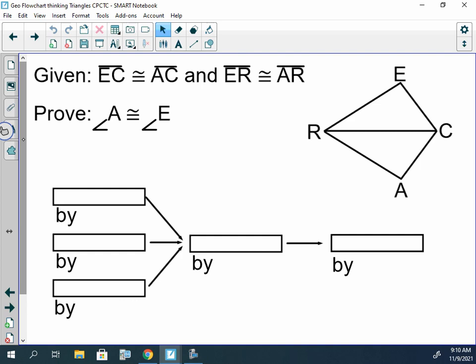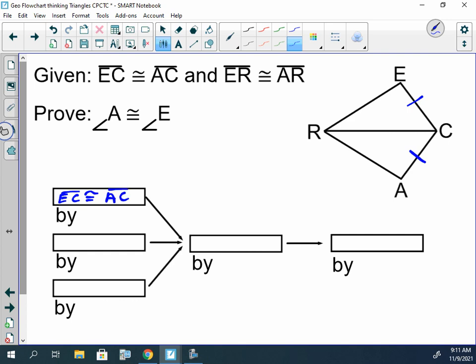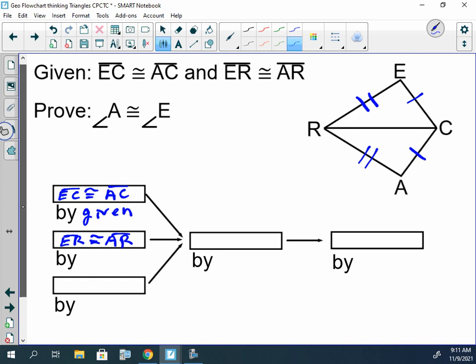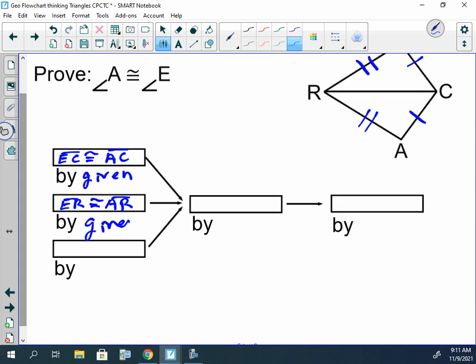Now, to start any of the proofs, we always start with what? The given. So they tell us that EC and AC are congruent. So we can put that first. EC is congruent to AC by, well, it was given to us. What else do we have? ER and AR are congruent. Given.